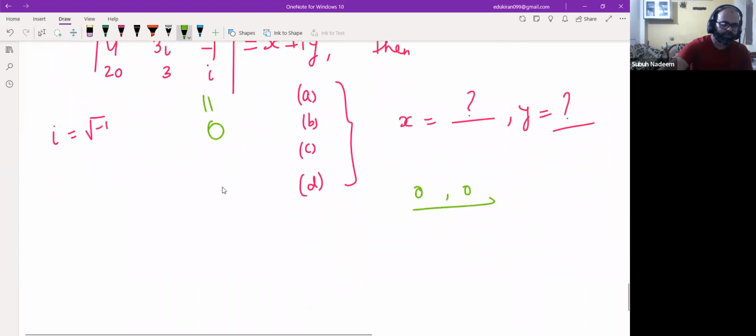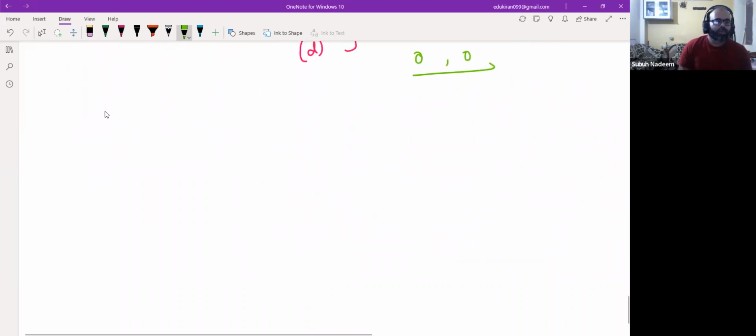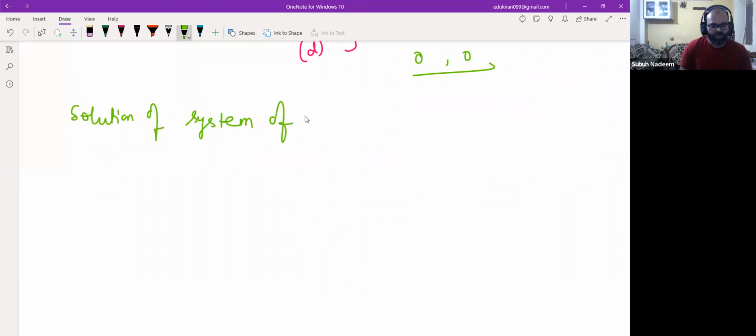Fine. If it was something like 3 minus 6i, then x is 3, y is minus 6, like this. So that may also be possible. Now we are coming to the solution of a system of linear equations.